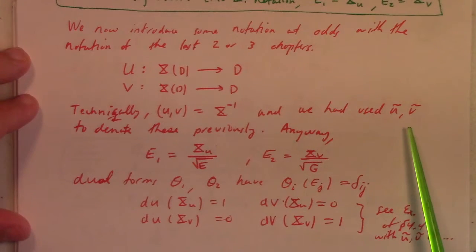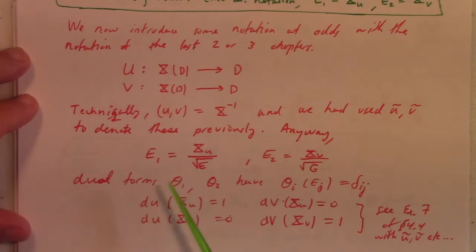Now technically we used u tilde and v tilde for these before, but in any event, we have E1 is that, E2 is this, and dual forms, theta 1 and theta 2. Of course it's dual, and we have these four relations: du of xu is 1, du of xv is 0, dv of xu is 0, and dv of xv is 1. We actually worked these out in the previous lecture. It's also exercise 7 of section 4.4, but there were u tildes and v tildes scattered about.